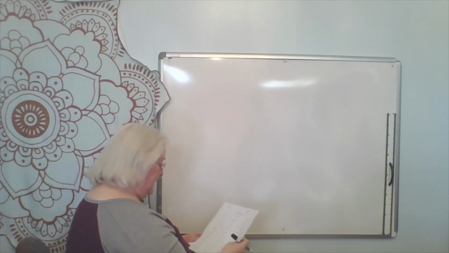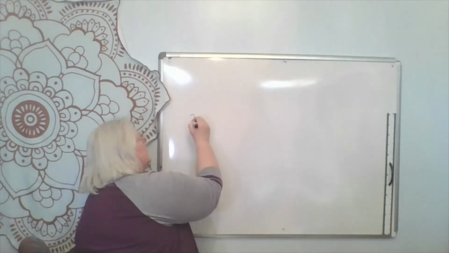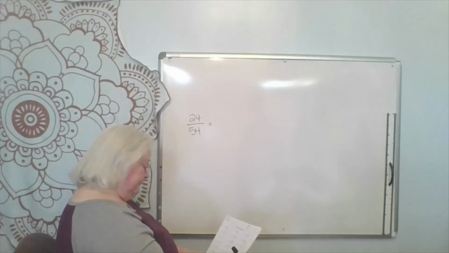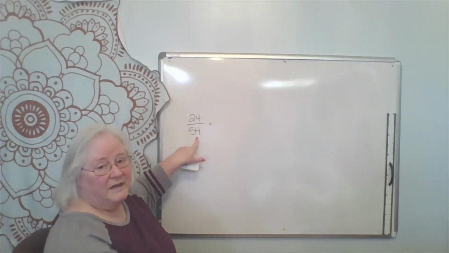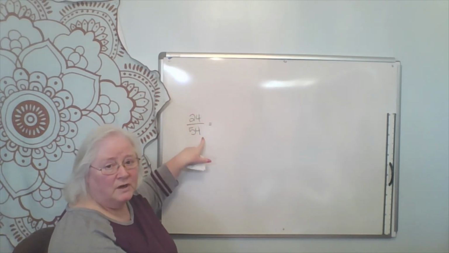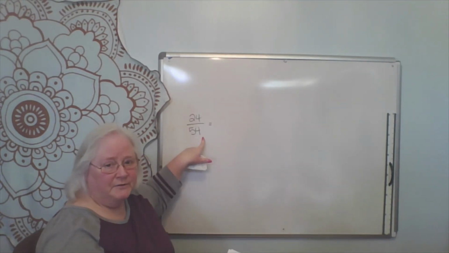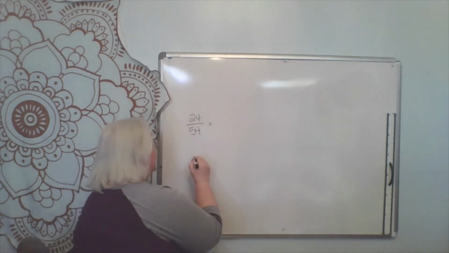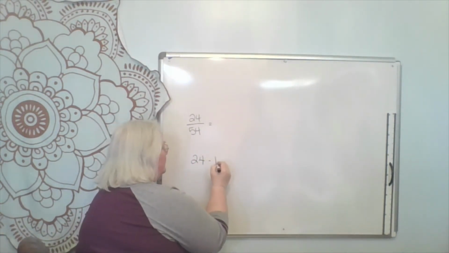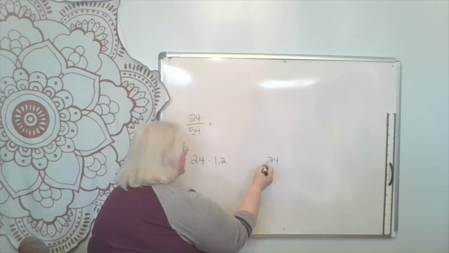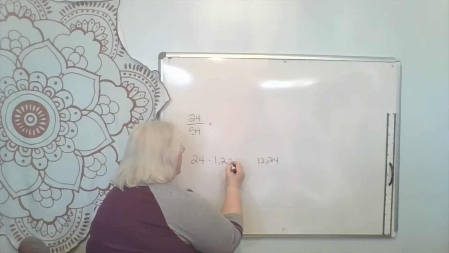Okay, let's try 24 over 54. Now, even though the top and the bottom numbers are 4, you can't cross those out, just to make sure you understand. You can only do that with the zeros, okay? So let's do the factors of 24, 1 and 24, 2 and 12, 3 and 8, and 4 and 6.